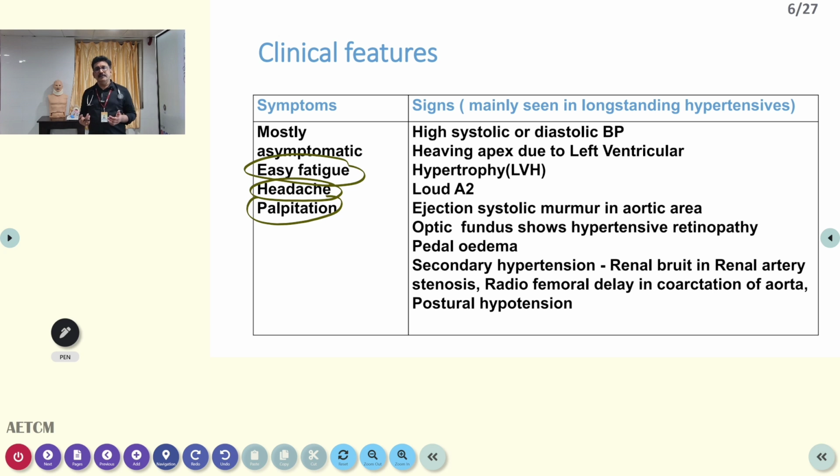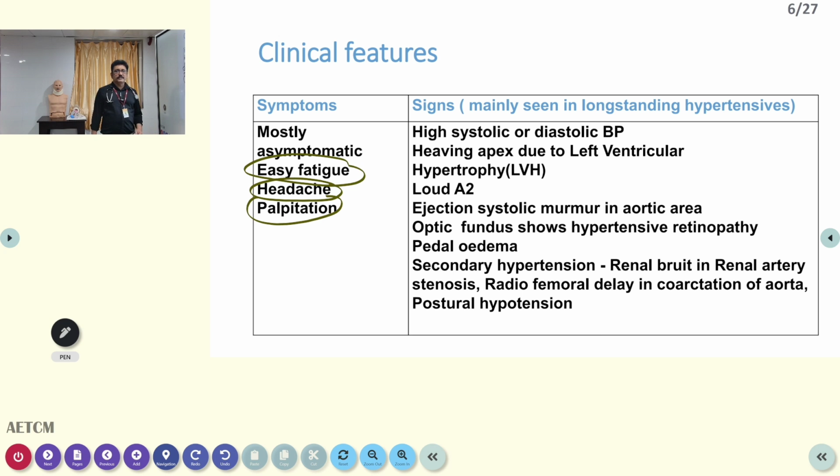Then you can take an ECG and see whether LVH is there or not. Optic fundus examination, that is, eye examination, can tell hypertensive retinopathy. This is called Keith-Wagner's classification for hypertensive retinopathy. Pedal edema can be there in many hypertensive patients, but remember, some drugs like calcium channel blockers can also produce pedal edema without any kidney disease.